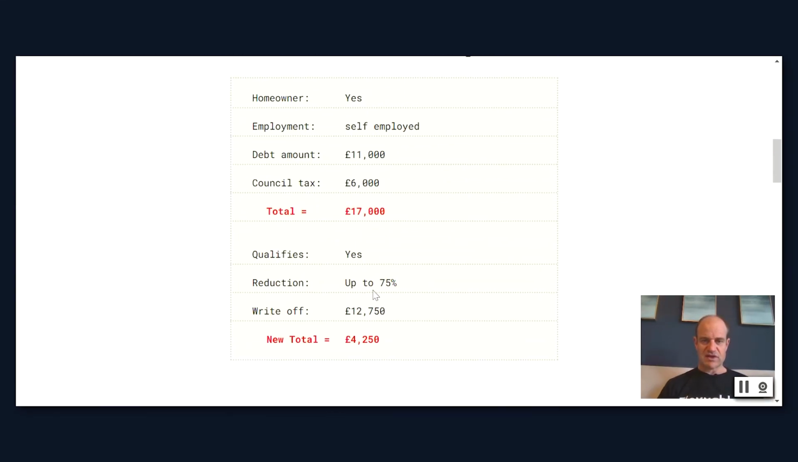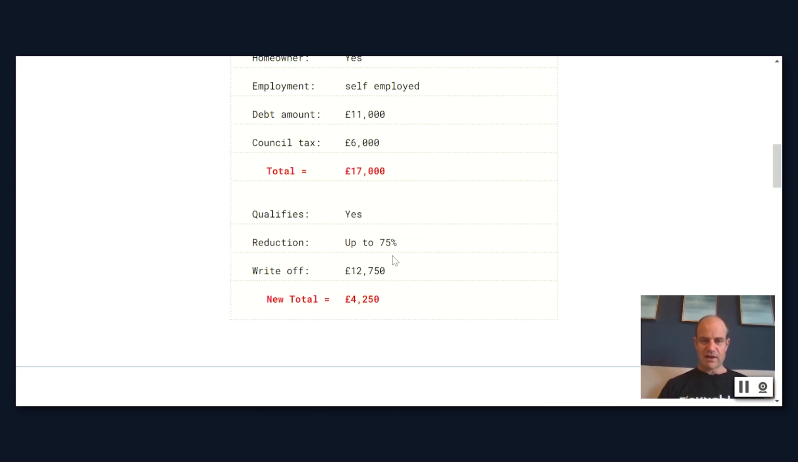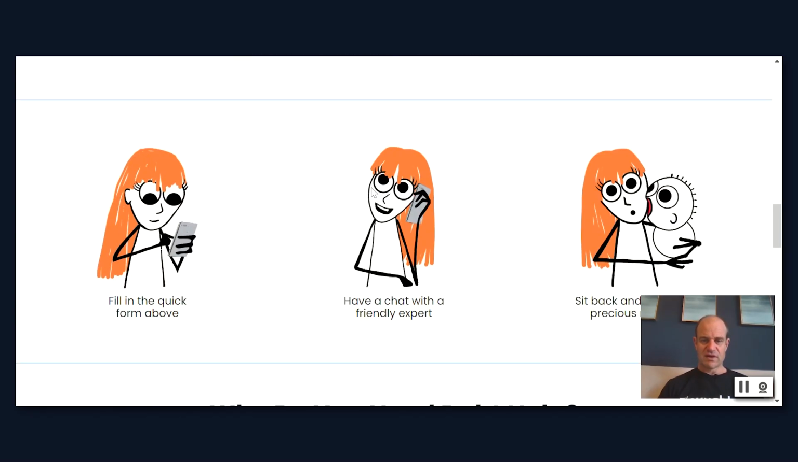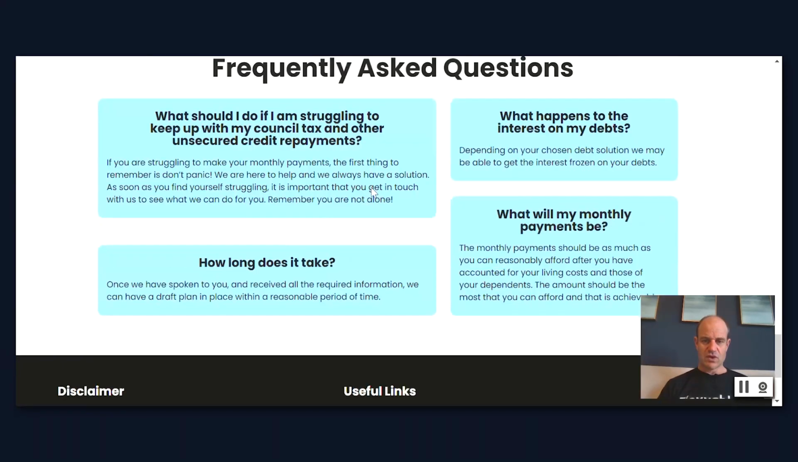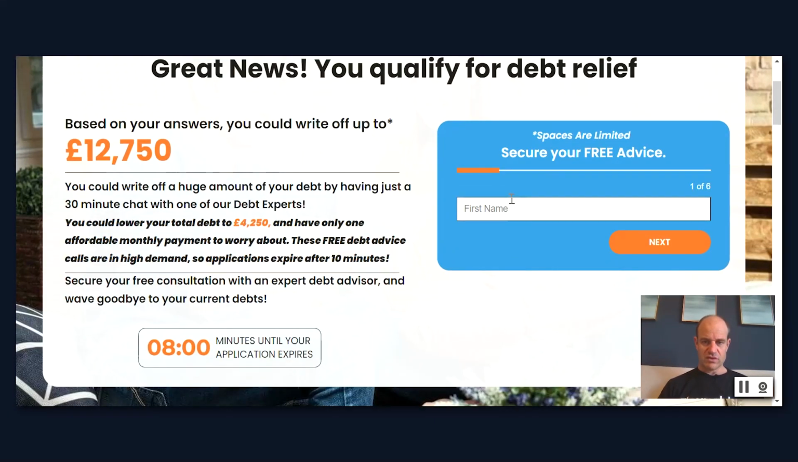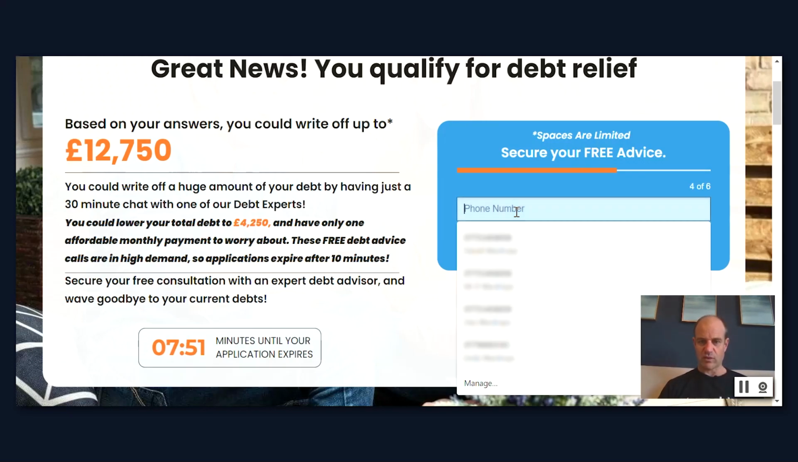And as you can see here, we've got what we call a debt analysis, where we're feeding their answers back to them in a very clear way, that they qualify. This is how much they can write off, and this is what the new total is. I don't think there's anything else bespoke there. All right, so this is where we get there. A single stage form like this worked really well for us.